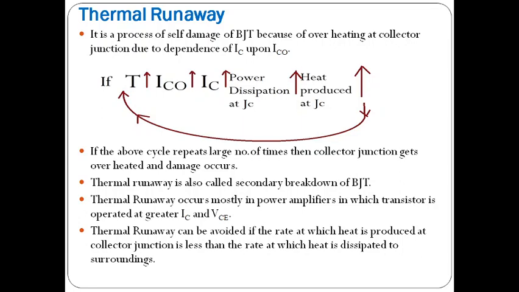To avoid thermal runaway, the rate at which heat is produced at the collector junction must be less than the rate at which heat is dissipated, or transferred, to the surroundings. Then only can we avoid thermal runaway. This is about thermal runaway.